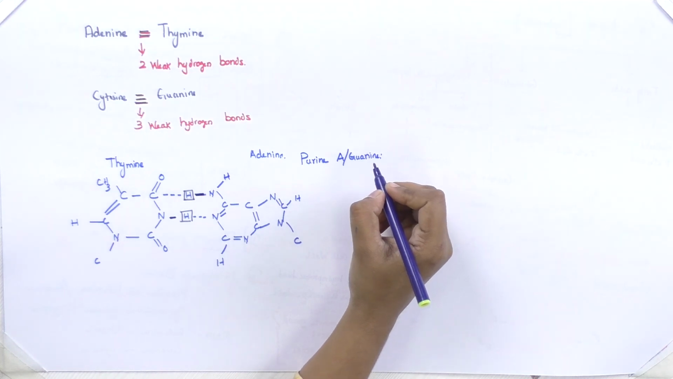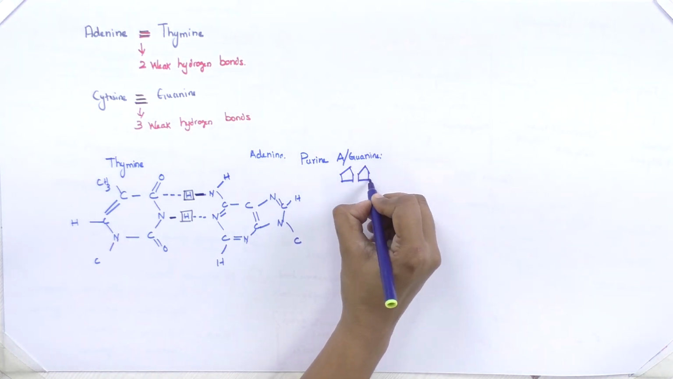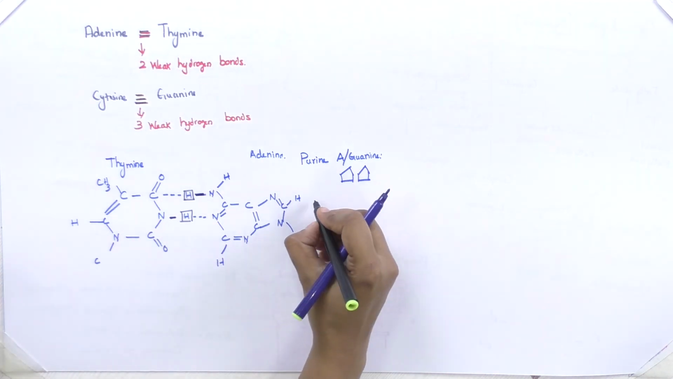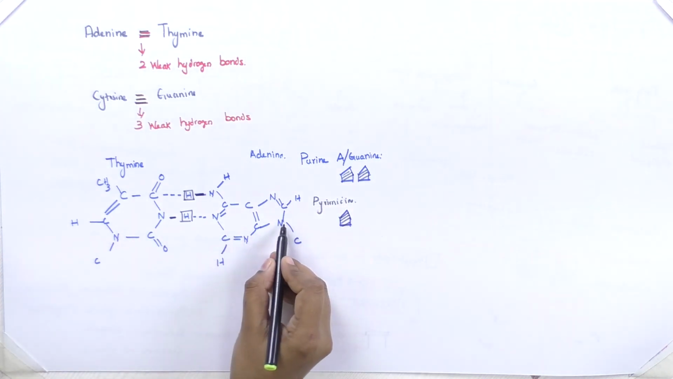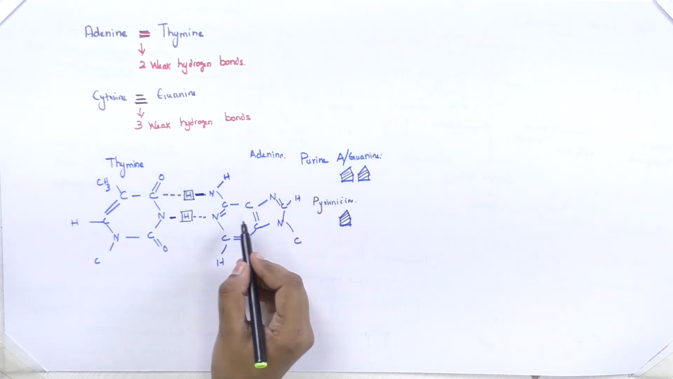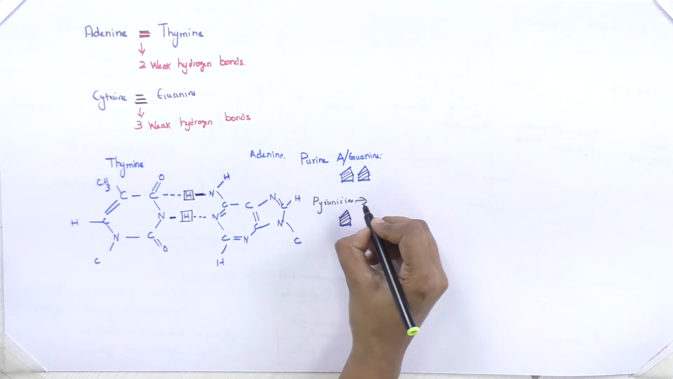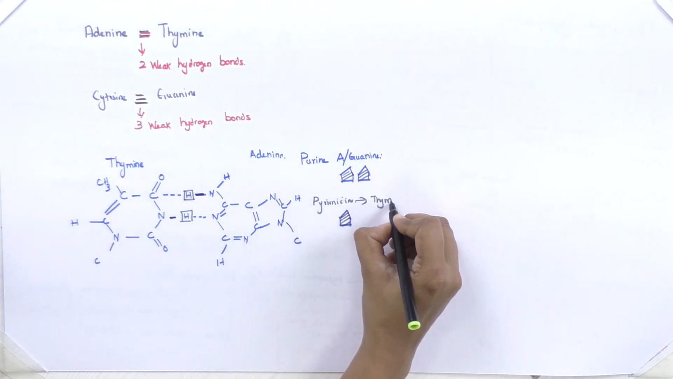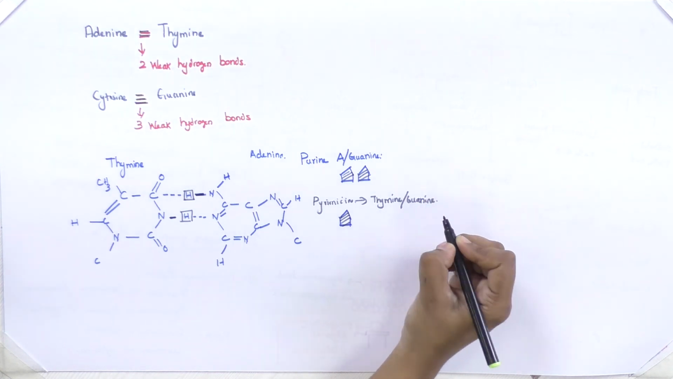The purine has two rings, whereas pyrimidine has only a single ring. You can see two ring formations here, indicating that this is adenine, whereas thymine has only a single ring. Under pyrimidine you will have thymine and cytosine. So these are the major chemical structures of DNA.